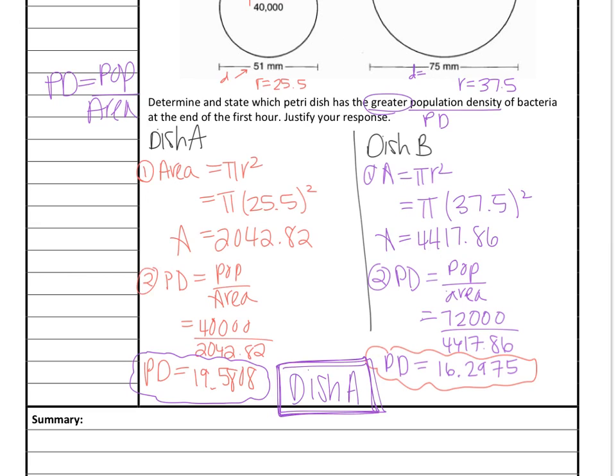You do have to memorize these formulas. Maybe we need to write that down off to the side. Memorize density formulas. D equals M over V, and PD equals population divided by area.